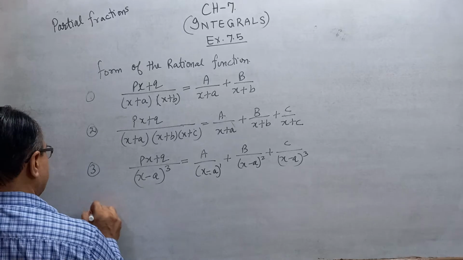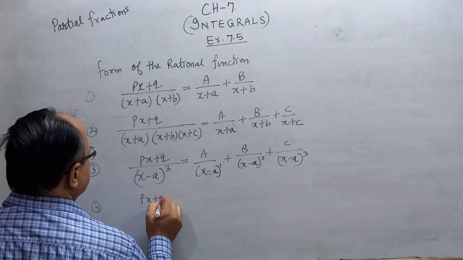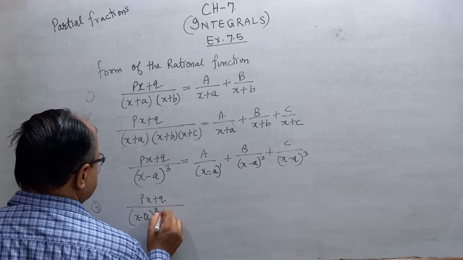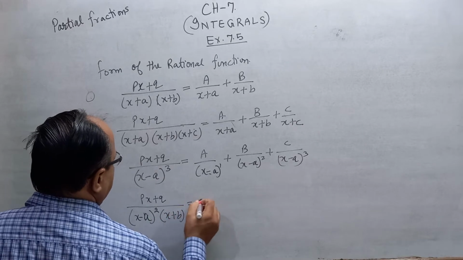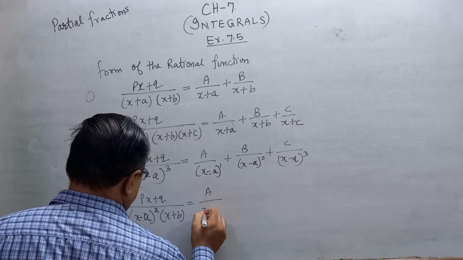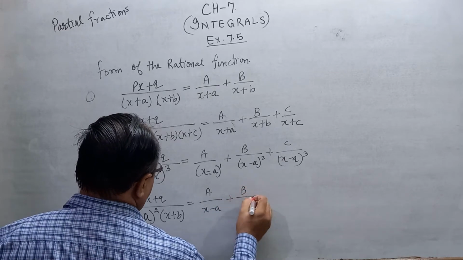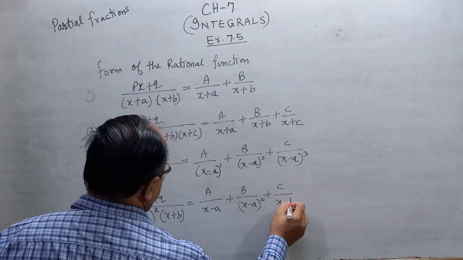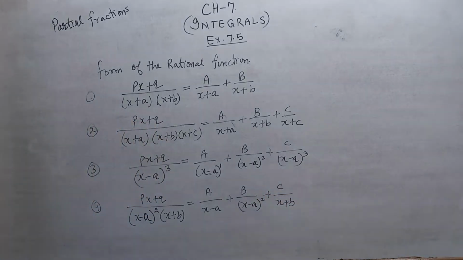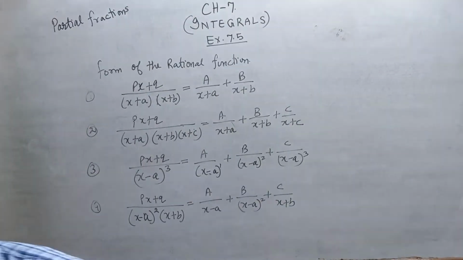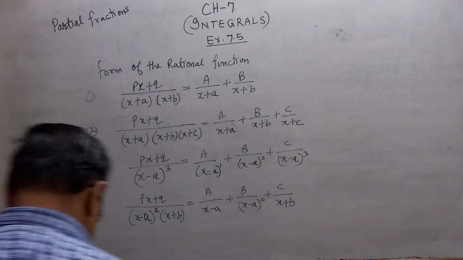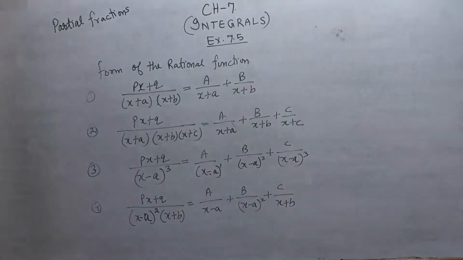Fourth type, that is px plus q upon x minus a whole square and x plus b. You can write a upon x minus a, b upon x minus a whole square, plus c upon x plus b. Right? You can write like this. Clear? These are the forms of rational function.